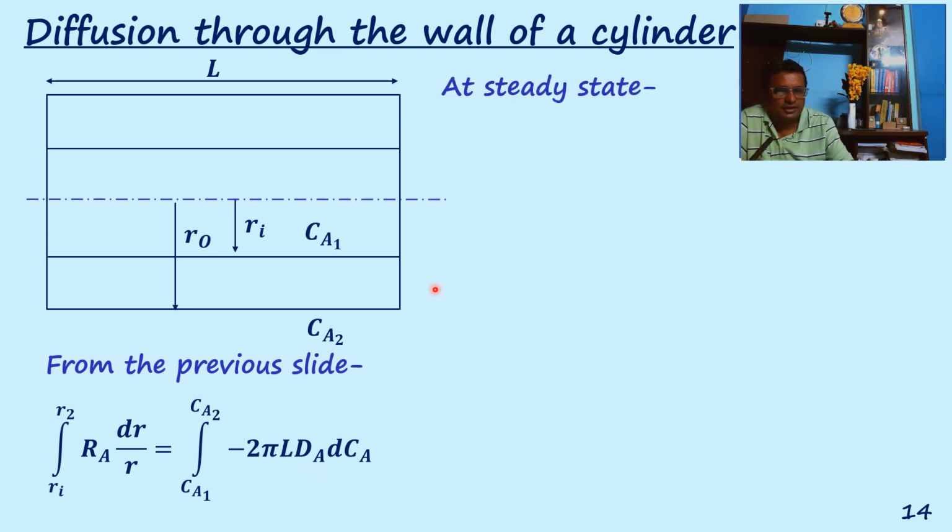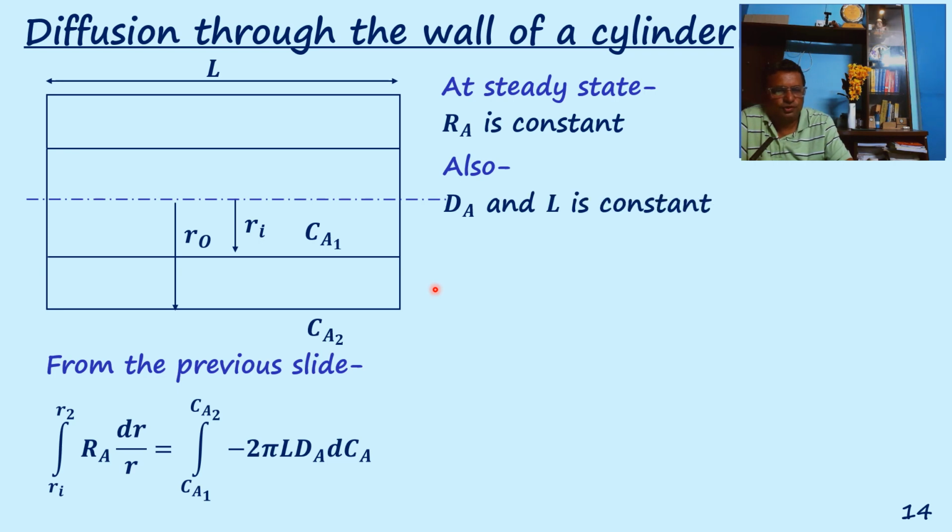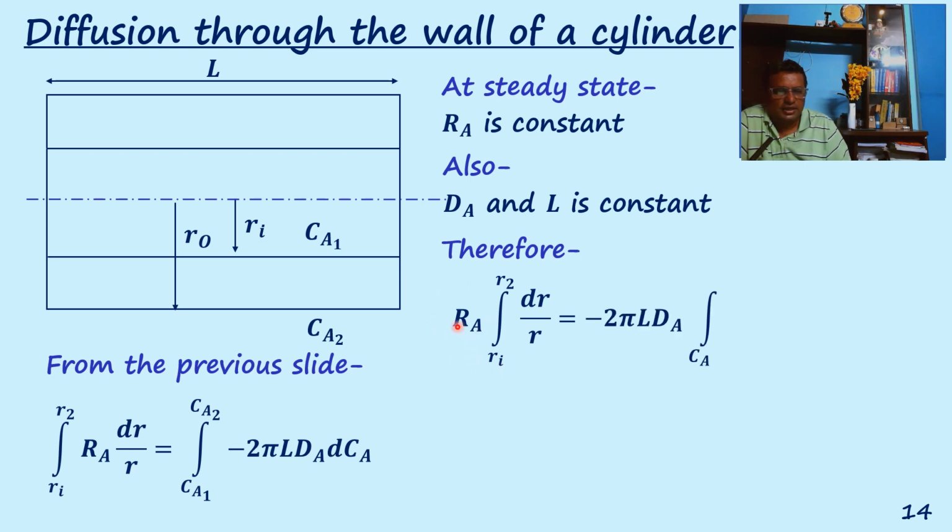So at steady state we are identifying constant terms. At steady state the rate is constant, that is, Ra is constant. Along with that, the diffusion coefficient and L are both constant, so they are also going to come out of the integral. Therefore you have Ra, which has come out of the integral, into integration from Ri to R0 of dr upon r, equal to minus 2 pi L DA. All constants have come out, pi is a constant, so all the constant terms are now out of the integral, and you just have minus 2 pi L DA times the integration from Ca1 to Ca2 of dCA.